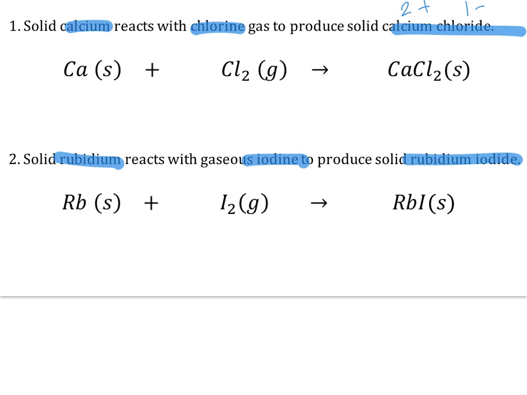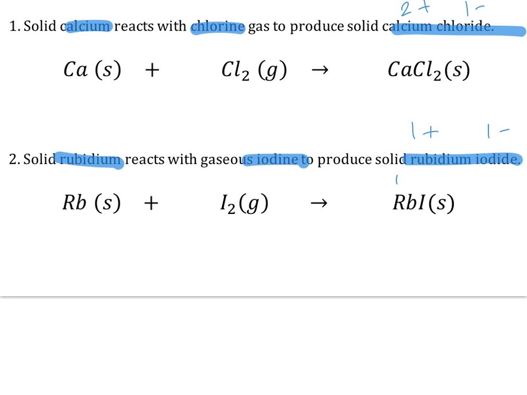Rubidium is a metal, so it's an ionic compound. We need to worry about charges. Rubidium is 1 positive. Iodide is at column 7, so it's 1 negative. So rubidium wants to give away an electron, iodine wants to gain an electron. So I just need one of each of these atoms to write out my formula and to have a balanced compound.